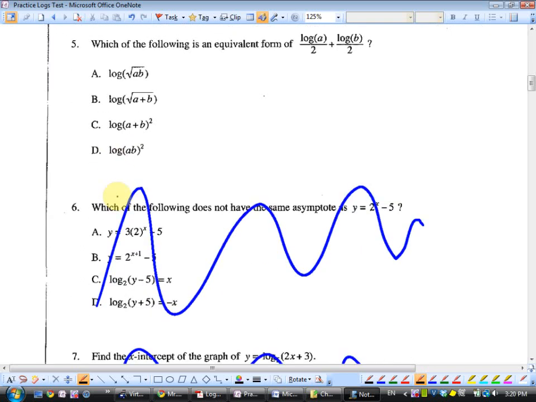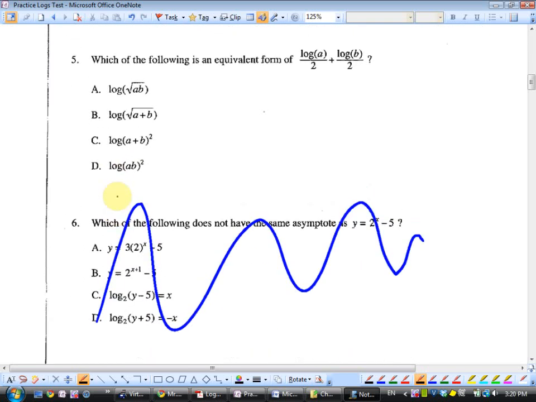Next page. Jen, got a question? I don't mind re-explaining it.